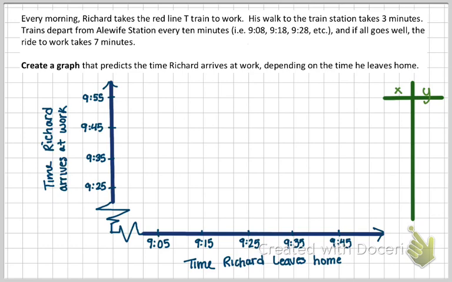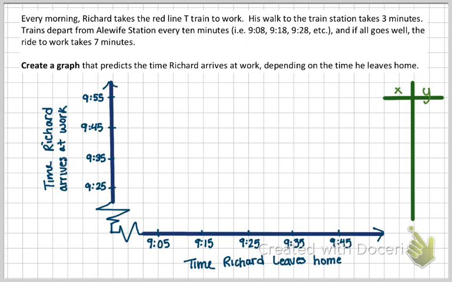So assuming that the train leaves at 9:08, the first thing you can think about is, all right, let's make a table. In order for him to make the 9:08 train, what time would he have to leave by the latest? And we could say, all right, 9:05. If he leaves at 9:05, he'll make the 9:08 train exactly on time. He'll take the train, it takes 7 minutes to get to work, and he'll get to work at 9:15.